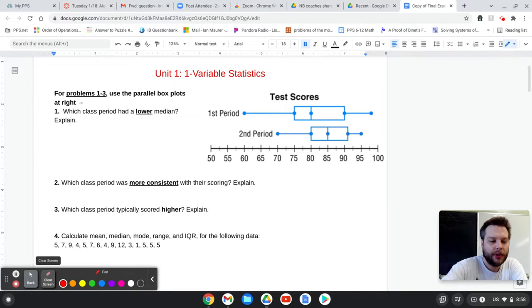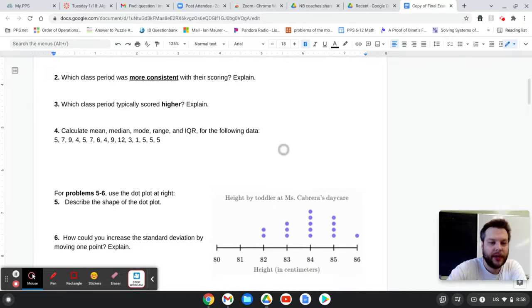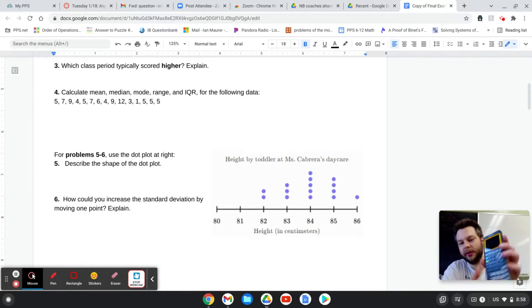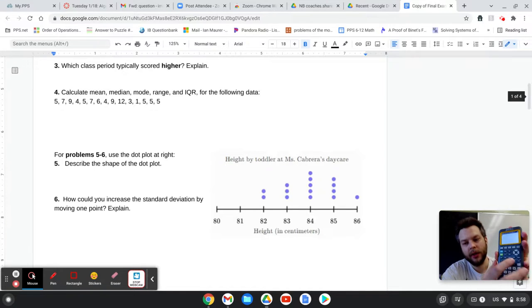There we go. So when you're doing mean, median, mode, range, and IQR, you can do it by hand, but it's much easier to do it with your calculator. Remember, you've practiced this many times and you should have it written down in your notes. You press the stat button, hit enter, and type your data into the list. If there's junk in the list, delete it: go up, clear, enter. Then type in the numbers 5, 7, 9, 4, 5, 7, 6, 4, 9, 12, 3, 1, 5, 5, 5.